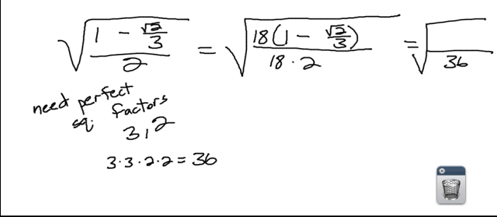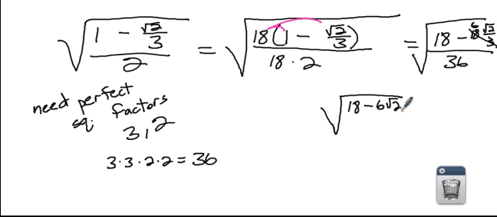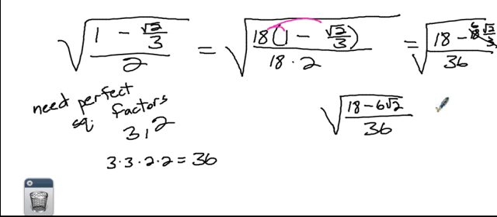On the top, when I distribute, I get 18 times 1 is 18, and 18 times this thing, well, I guess it's going to give me 18 times root 2 over 3, and those will cancel, and I get 6 root 2 right here. Everything else on top stays the same. On the bottom I have 36 still. And then 36, when I square root that, I get a 6, so I don't have a big giant fraction under a square root anymore. And here I have 18 minus 6 root 2.